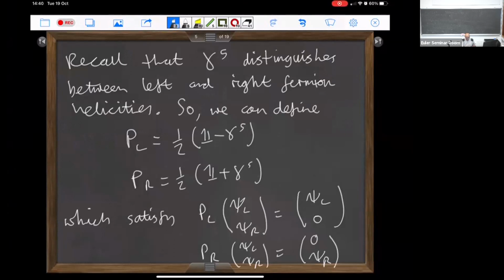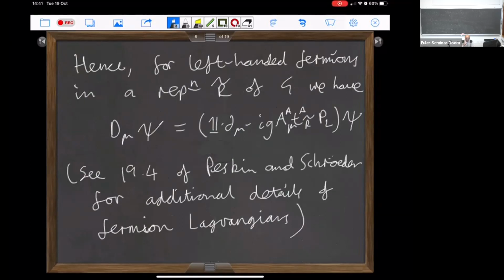which satisfy the relations below, that if you act with P left on a Dirac field, it will project you onto the purely left-handed component of that field, and similarly with P right. So, for example, if you wanted to define a covariant derivative for left-handed fermions in some representation of G, then that would be defined by inserting the left-handed projection operator into the covariant derivative itself.